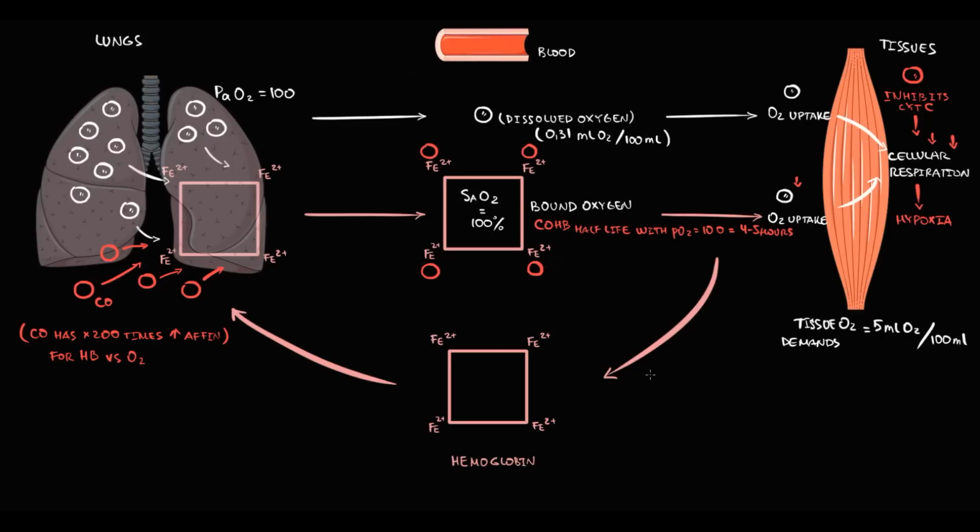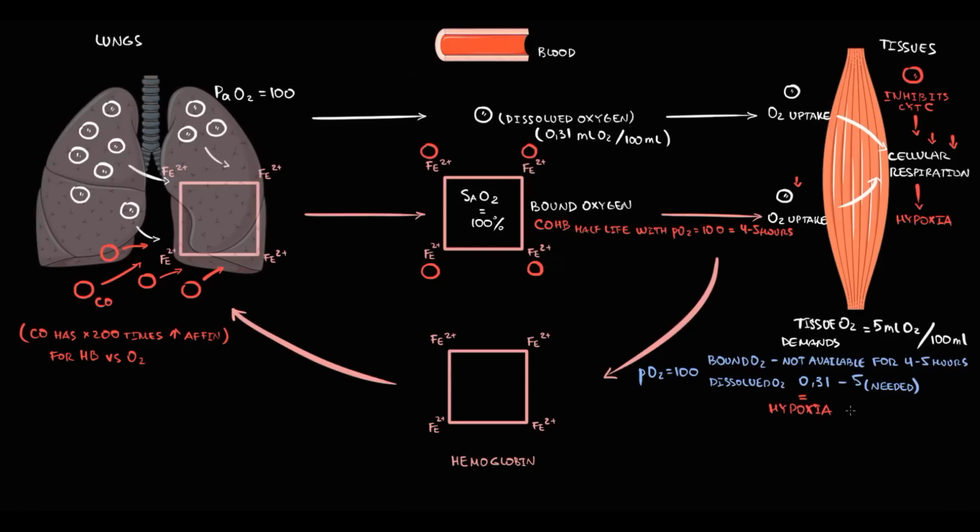This means that practically all oxygen tissues receive comes from hemoglobin. So let's suppose that the patient is breathing room air, which has a normal partial pressure of oxygen of 100. In these circumstances, with the presence of carbon monoxide, bound oxygen is not available for 8 to 10 hours, and the fraction of dissolved oxygen is miserable and cannot cover tissue oxygen demands. And without any treatment, 8 hours of hypoxia will eventually cause death.